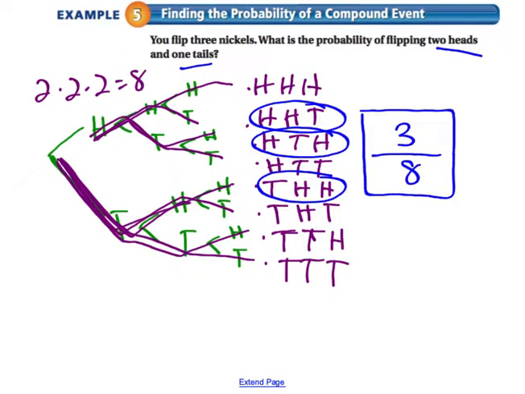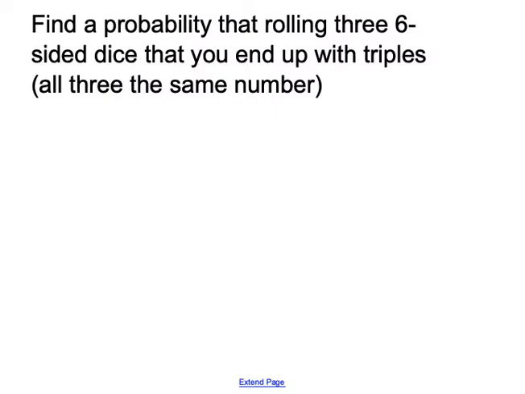3 out of 8. Here we had to make a sample space and use that to calculate the probability. Find the probability of rolling 3 six-sided dice so that you end up with triples. All 3 are the same number for triples. Well, first, a sample space for this particular event would be a list of 216 different outcomes.